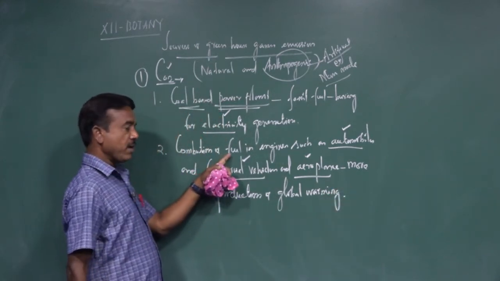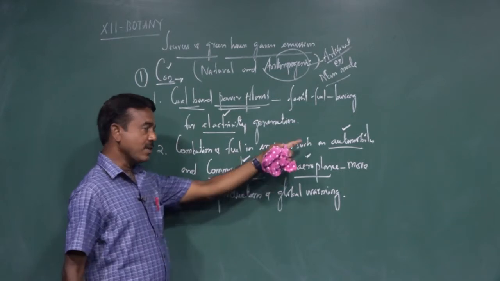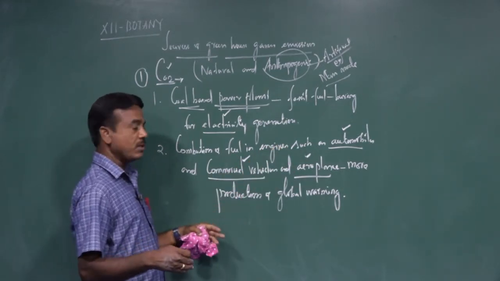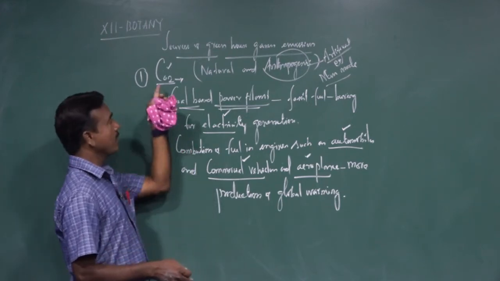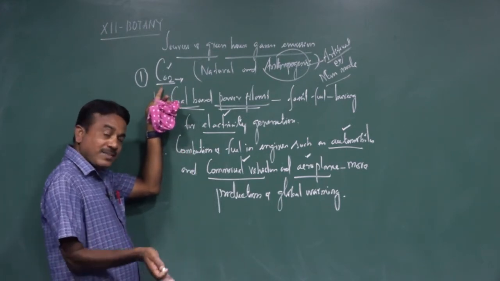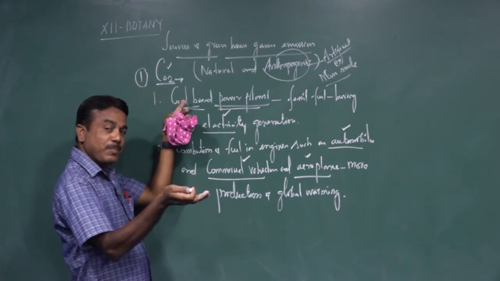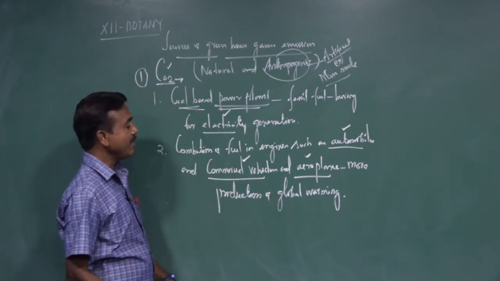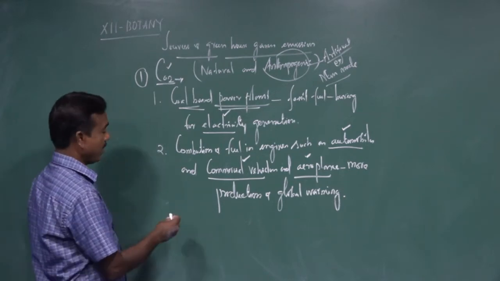So, regarding fossil fuel, the engines of automobiles, commercial vehicles and aeroplanes, after combustion, also release carbon dioxide. If it is releasing carbon dioxide, temperature increases, resulting in global warming. That's the second source of carbon dioxide.